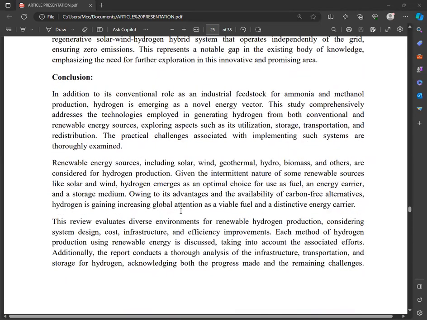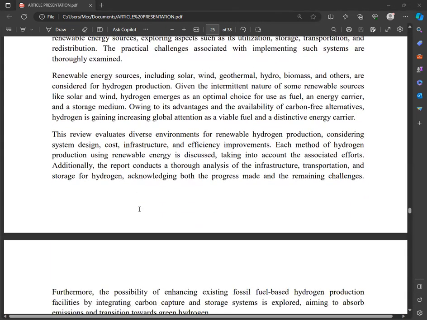Now, I will conclude my review article, or what I have concluded from the whole article. In addition to its conventional role as an industrial feedstock for ammonia, methanol, or hydrogen production, hydrogen is emerging as a novel energy vector. This study comprehensively addresses the technologies employed in generating hydrogen from both conventional and renewable energy resources, exploring aspects such as its utilization, storage, transportation, and redistributions. The practical challenges associated with implementing such a system are thoroughly examined.